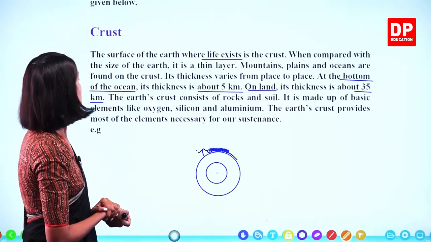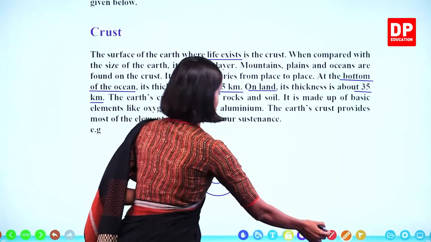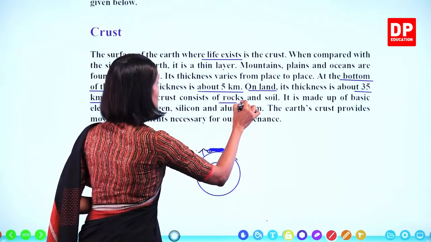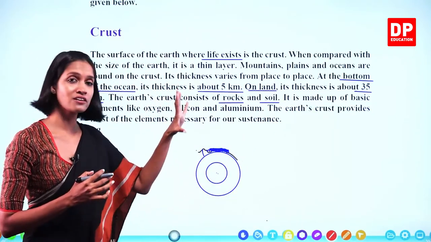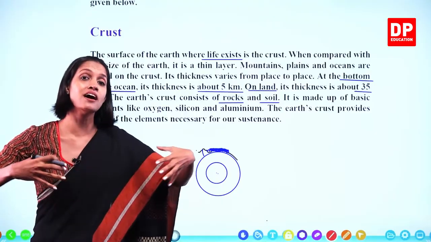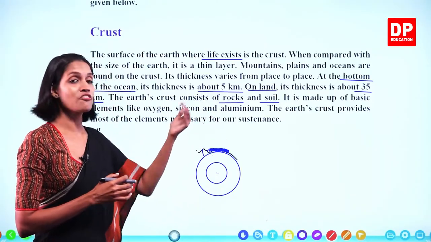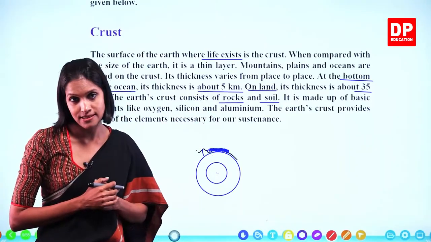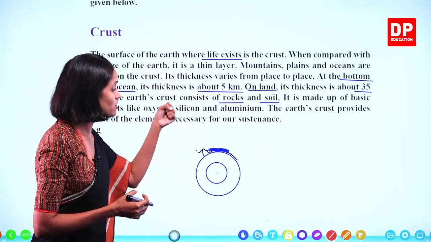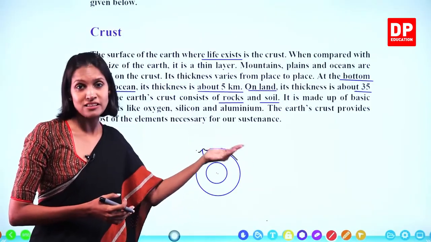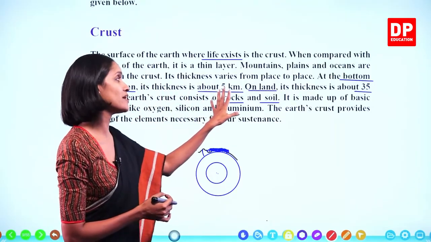Right, children? So the earth's crust consists of rocks and soil. The crust is made of rocks and soil. So when you consider the crust, the bottom part of the crust contains hard rocks. Little by little, as it comes to the surface of the crust, more and more soil is present. Right, children? So you all are going to learn how this soil and rock, everything's made in the other lessons. However, the crust consists of rocks and soil.